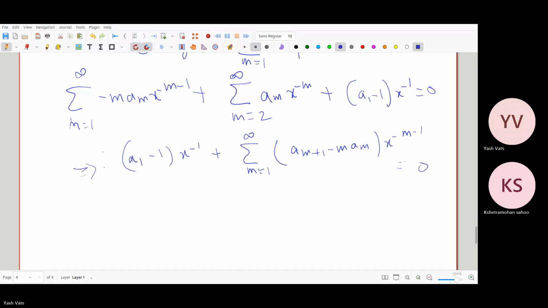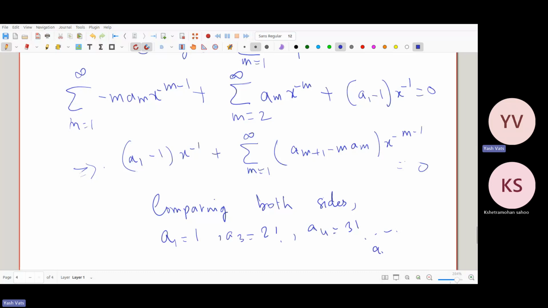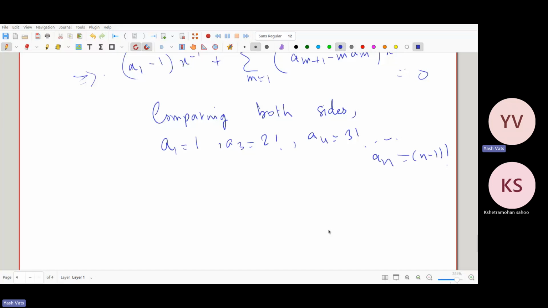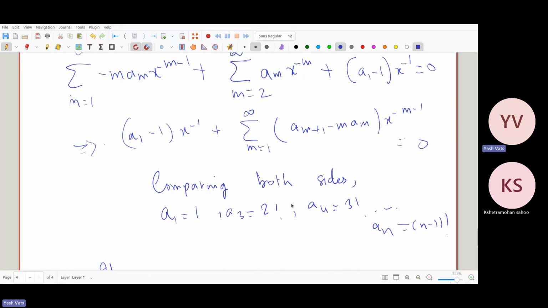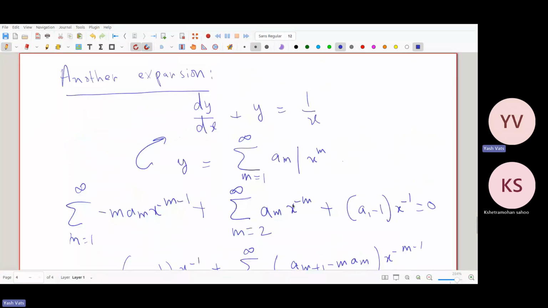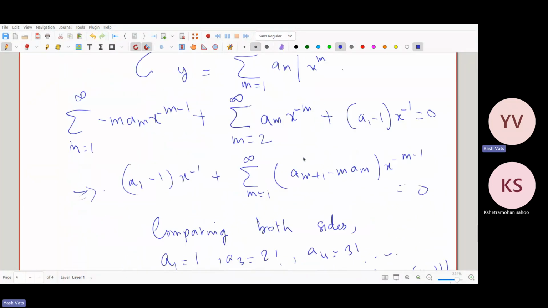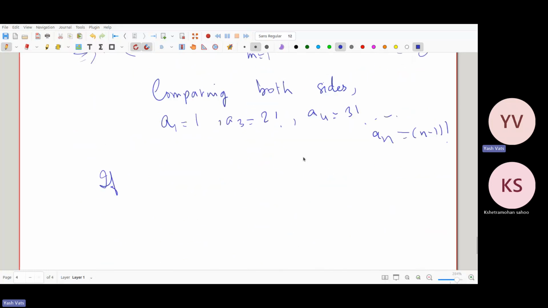Comparing both sides gives you a1 equals 1, a3 equals 2 factorial, a4 equals 3 factorial, and so on. a_n equals n minus 1 factorial. So that will give you this thing. Okay, that's very easy. So you've found what a_m is in this case. That is very straightforward.